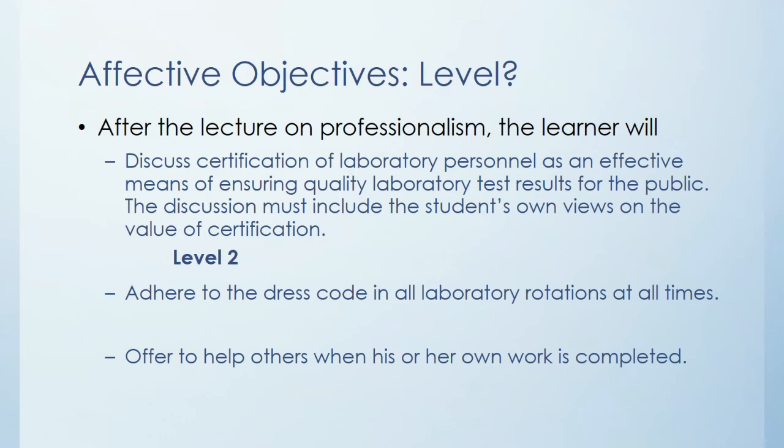And then adhere to the dress code in all laboratory rotations at all times. This is just adherence to the rules, which is level 1. To make that higher, you'd need to understand why you're doing it. Why am I dressing the way I do at work? Not just, okay, I'm going to do it so I don't get kicked out of the lab. And then offer to help others when his or her own work is completed. That's level 3. That's when you're advocating for something because you know it's so important that you're offering to do extra work.